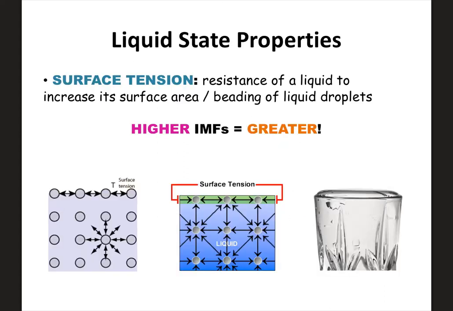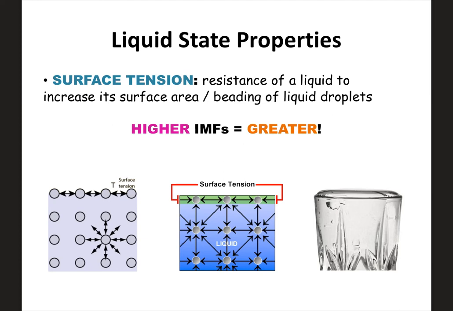Now we are going to start going through some of the properties here of liquids, and then you do have to think about how the IMFs affect these properties. So some of these are pretty quick, some of them are pretty self-explanatory, but surface tension in a liquid is a resistance of a liquid to increase its surface area. Basically, when you see a liquid kind of beading together here, or kind of like how water can overflow a container without fully spilling out, that's surface tension.